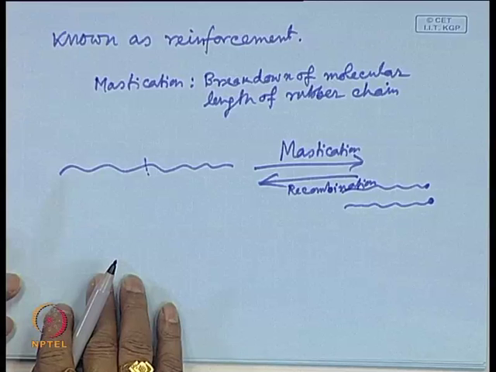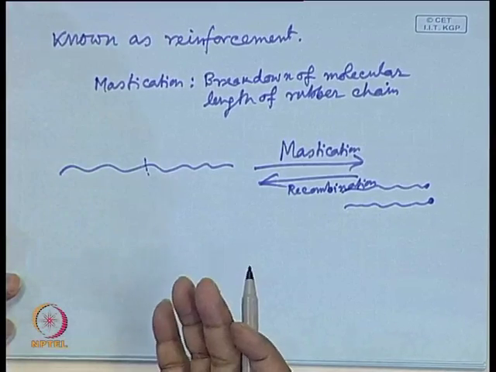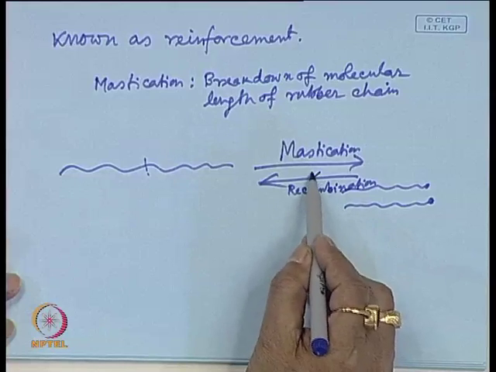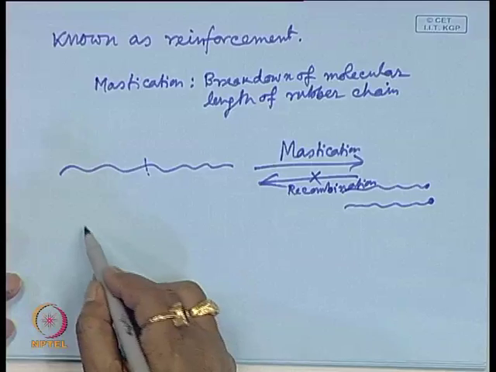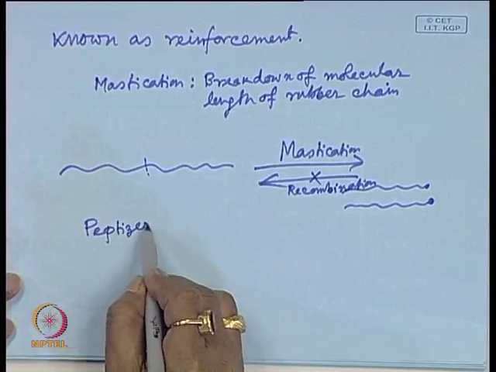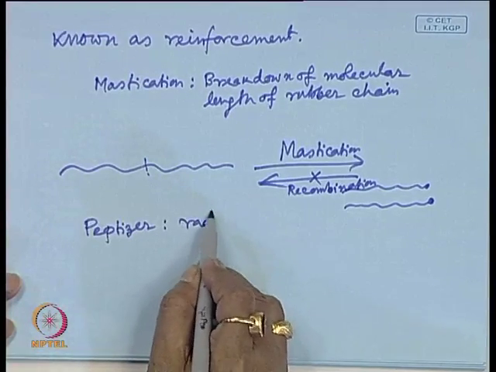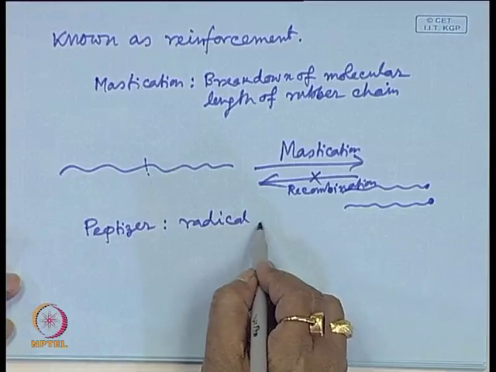If it is recombined, then our purpose is not served, that is, mastication has not been effective. So, it needs more milling time. As you go for more milling time, you are losing power, that means it costs more, increasing the price of the product. So, that is not advisable. So, in order to prevent such recombination, that means to avoid the reversible process, the reverse path, what do you do? We use a peptizer. Peptizers are radical scavengers, free radical scavengers.